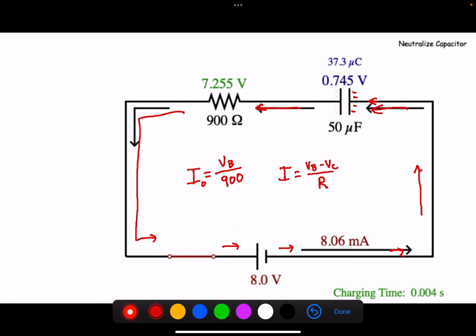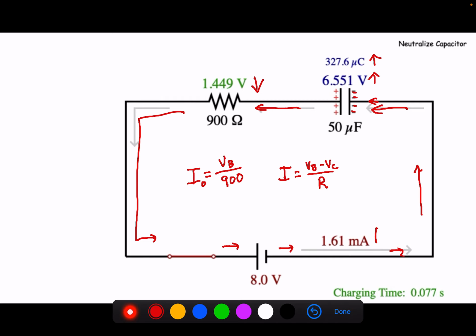Okay, so when we watch this happen, we can see the current dropping over time. We can see the voltage on the capacitor going up, the charge on the capacitor going up, the voltage on the resistor going down. And again, the current is going down. All right, again, it will never fully charge, but it will get close enough that to 3 decimal places, it will reach 8 volts.